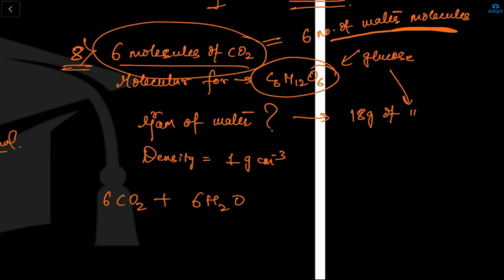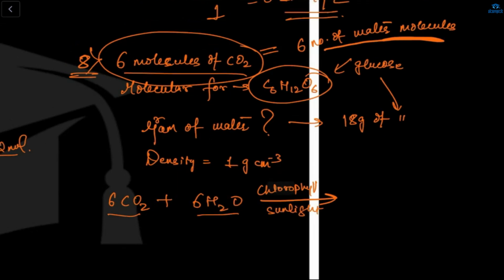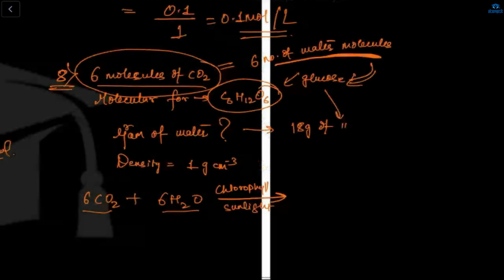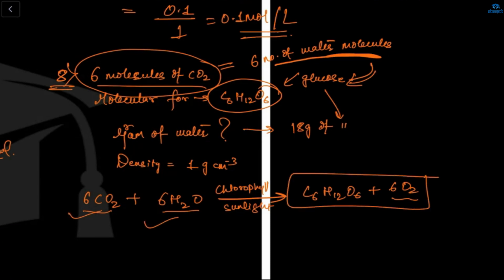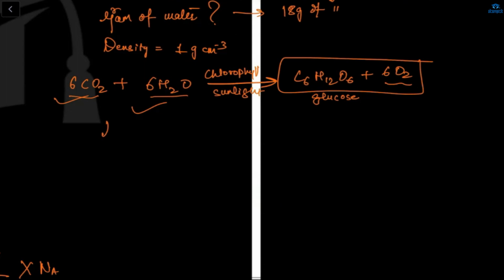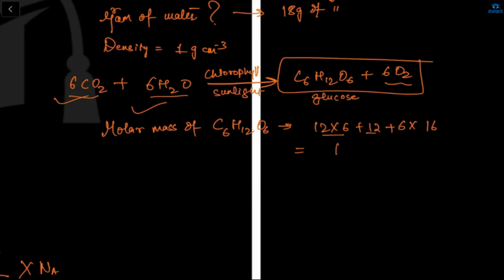6 molecules of CO2 is combining with an equal number of water molecules. So 6 and 6, 6 CO2 plus 6 H2O, giving, here you will write chlorophyll and below it sunlight. It will produce what? It will produce this glucose, C6H12O6, and some oxygen, 6O2, because in the question it's saying that 6O2 is there. So 6CO2 plus 6H2O gives glucose and oxygen. So first we have to find the molar mass of glucose, C6H12O6. It will be 12 into 6 plus 12 plus 6 into 16. So it will be 180 gram per mole.